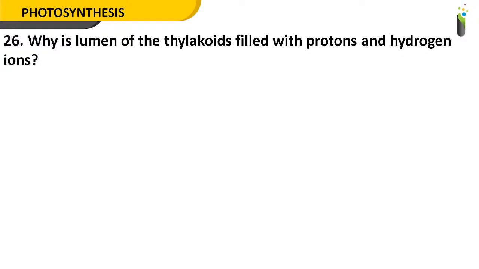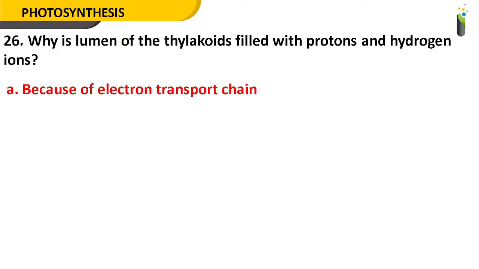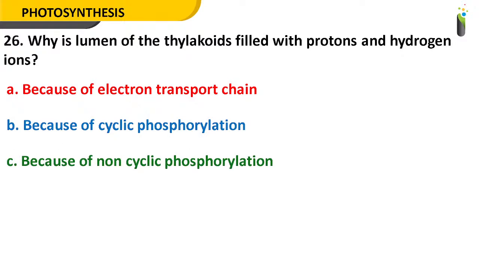Why is the lumen of the thylakoids filled with protons and hydrogen ions? A. Because of electron transport chain. B. Because of cyclic phosphorylation. C. Because of non-cyclic phosphorylation. D. Because of the splitting of water. So why is the lumen of the thylakoids filled with protons and hydrogen ions?